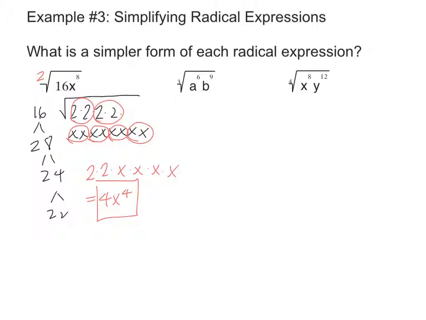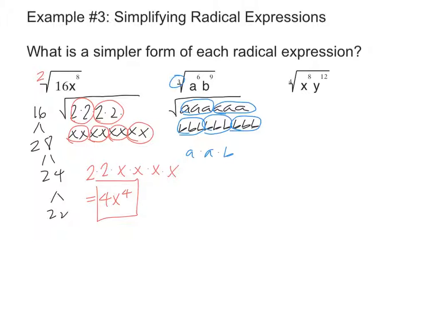All right. The next one, we have a to the 6th, which is 6 a's, so 1, 2, 3, 4, 5, 6, and 9 b's. Okay, we are doing triples here. So that one, that one, that one, that one, and that one. So nothing's left under the radical sign. So this is a, b, b, b. So as an answer, this is a squared b cubed.